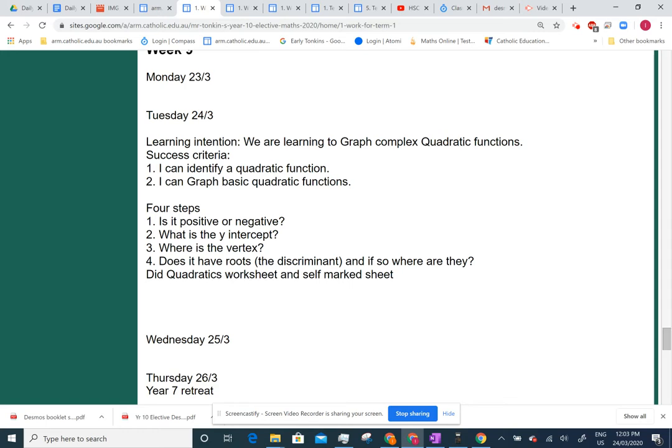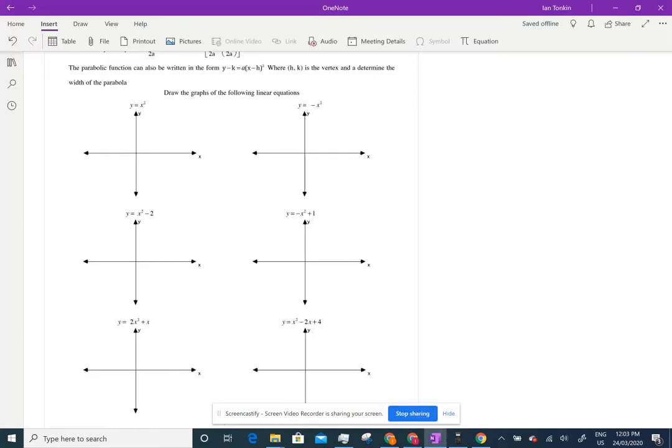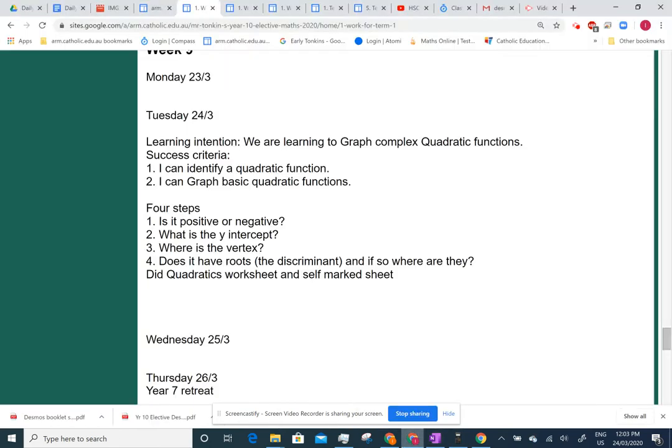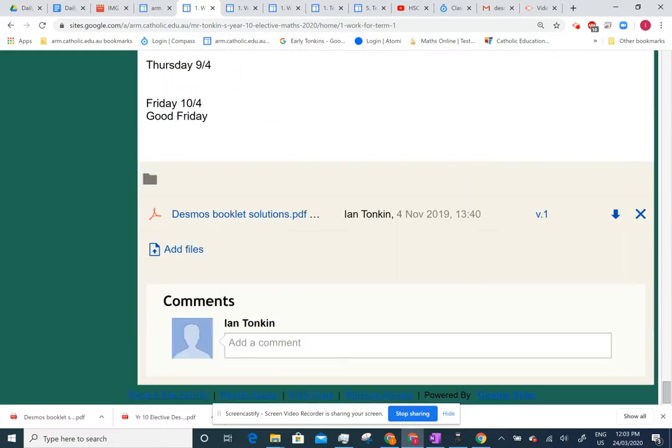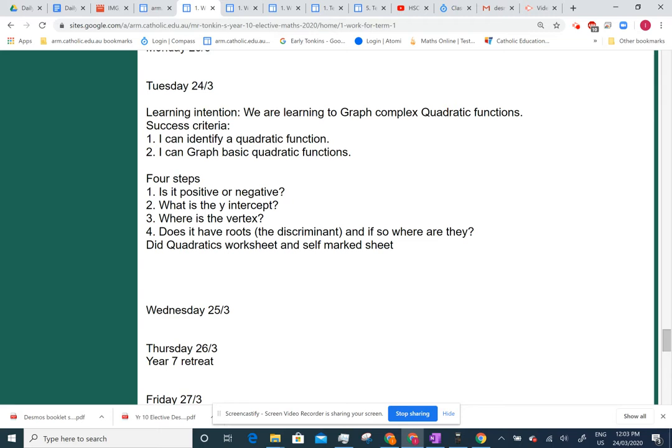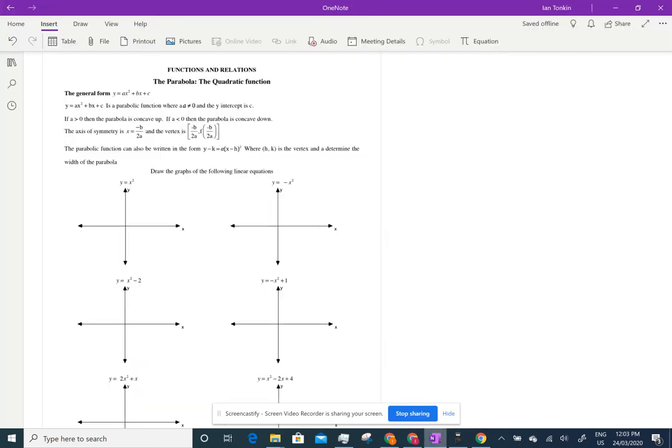So let's have a look at the page in your booklet. Now, I know that your booklets are at school, but you can download this. I'm going to put a form of this on the web page. At the bottom of the web page where I have the solutions, I will put the other file, which is just a blank page. So that'll be on the website today. So here we go, the quadratic functions. Let's go to the page.